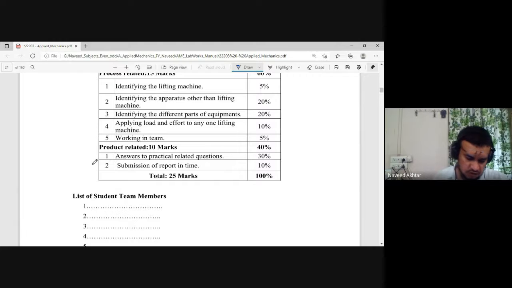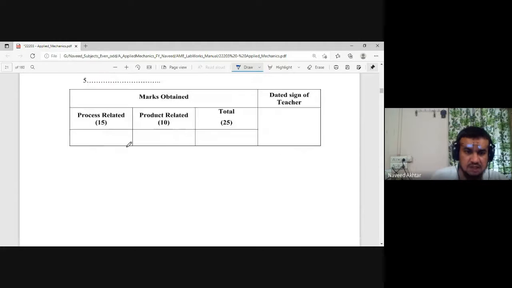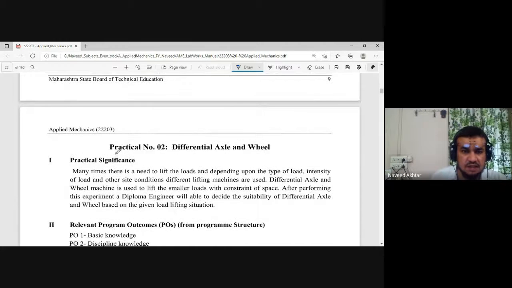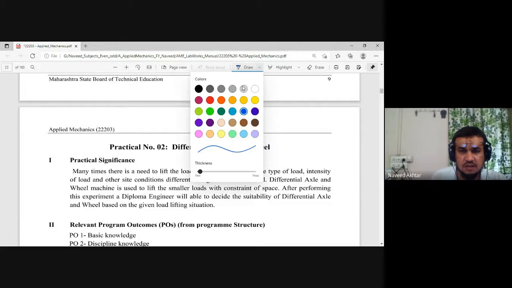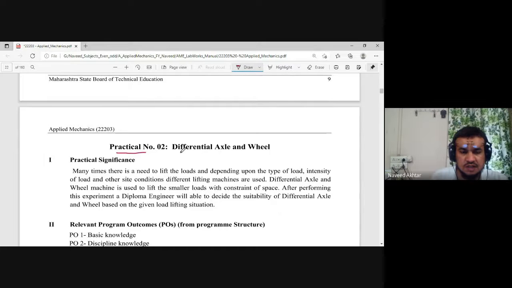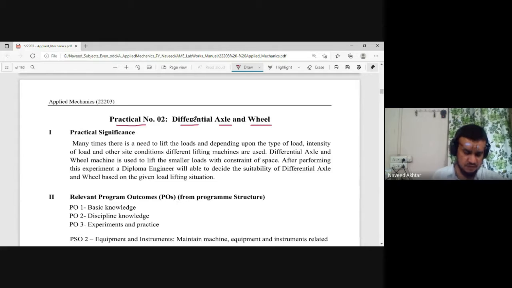Okay. Now today we will start the practical, that is practical number 2, the differential axle and wheel. Okay. As many practicals as we are able to complete, we'll complete today. Tomorrow is the extra class from morning, you should join the class, and all the work you should complete as requested to you.